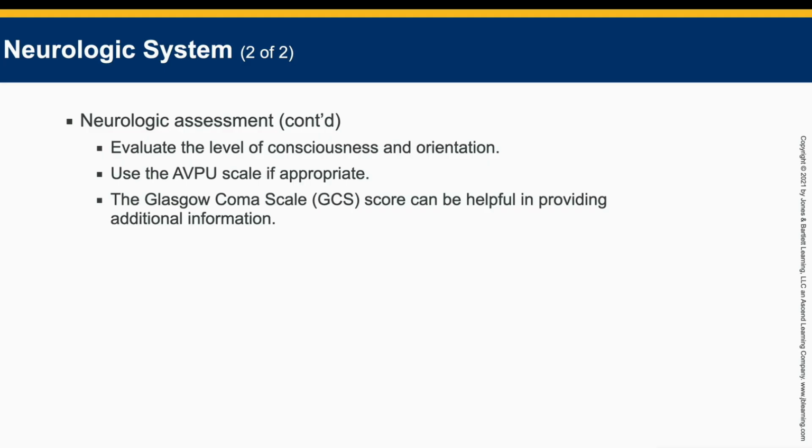And in some situations, especially with head injuries and altered mental status, using the Glasgow Coma Scale or a GCS may also be important. The GCS provides more detailed neurologic assessment by evaluating eye opening, verbal response, and motor response, which together produce a score that helps determine the severity of the neurologic impairment.